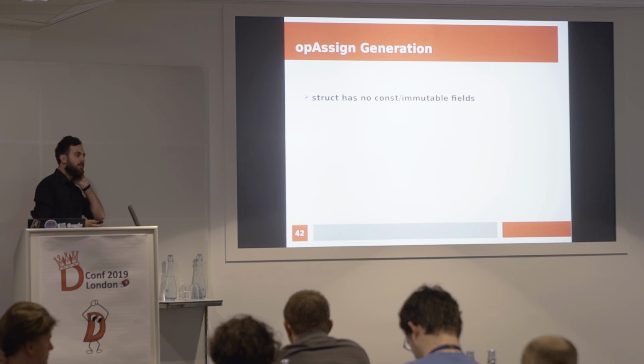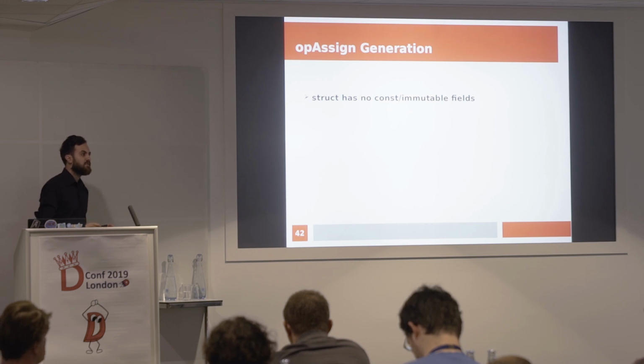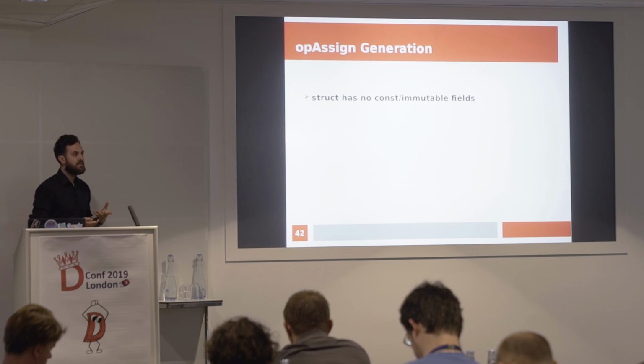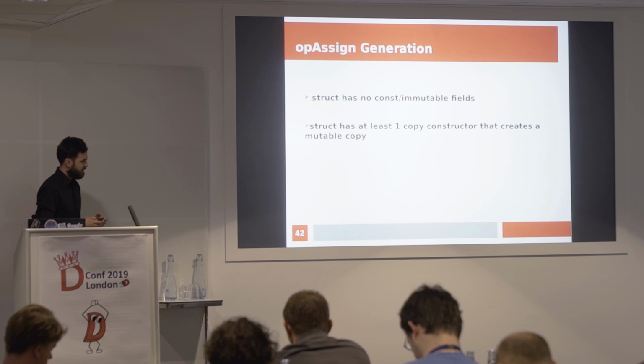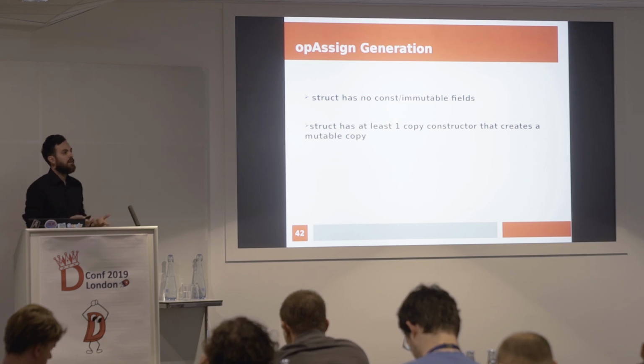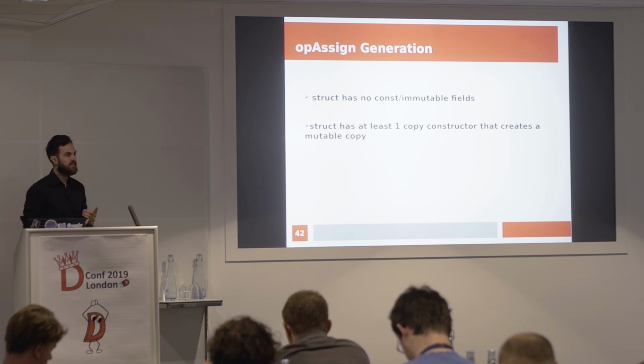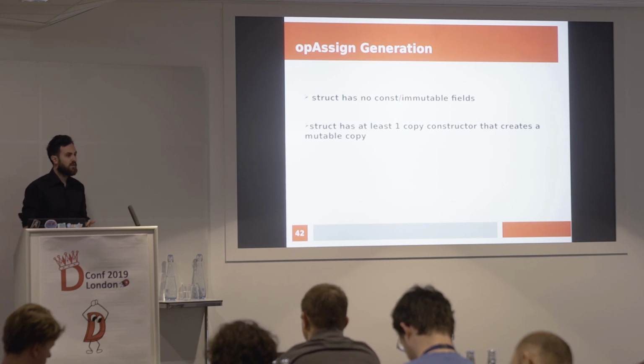And there are some deeper reasons. For example, the copy constructor is type checked as a constructor, while the op assign is going to be type checked as a normal function. So basically, if you have a constant immutable field, the copy constructor is going to be able to initialize it, while op assign is not allowed to modify those fields. The other thing that we do, of course, we need to have a copy constructor, and also it has to create a mutable copy, because if it does not create a mutable copy, then I would argue that those are odd situations.